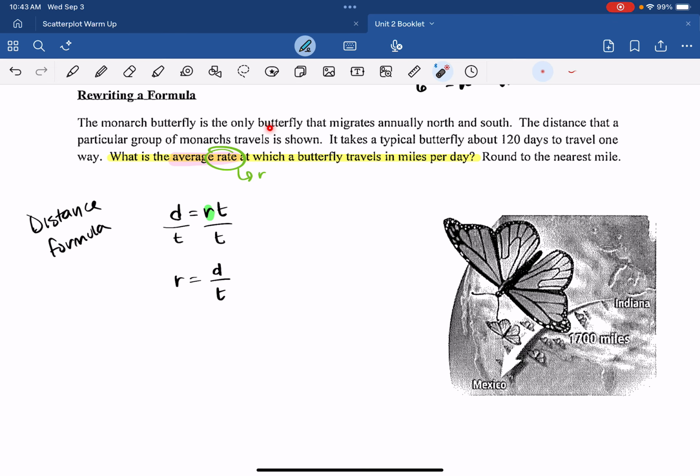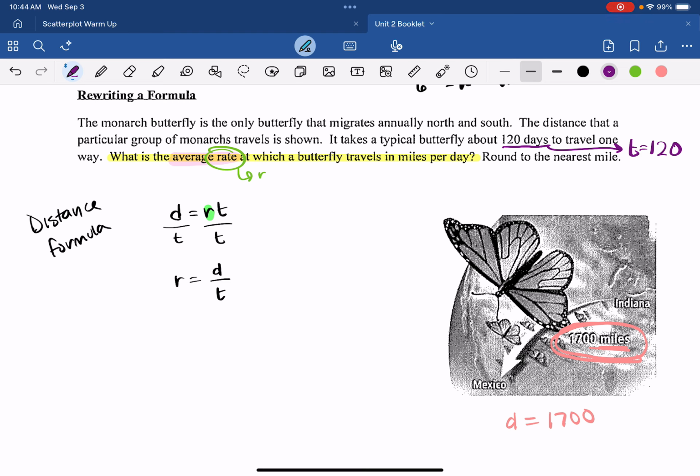It says a monarch butterfly, blah, blah, blah. That's really cool. So the distance that a particular group of monarchs travels is shown. What does this image show me? It shows me this number right here, which is how far they travel because it's measuring in miles. So I know d equals 1,700. It says it takes a typical butterfly about 120 days to travel one way. 120 days sure sounds like time.